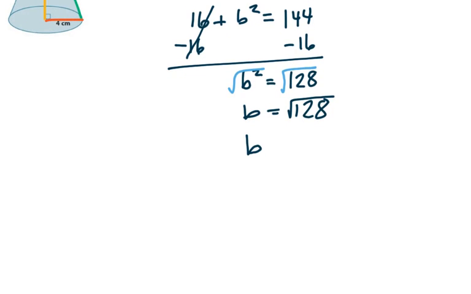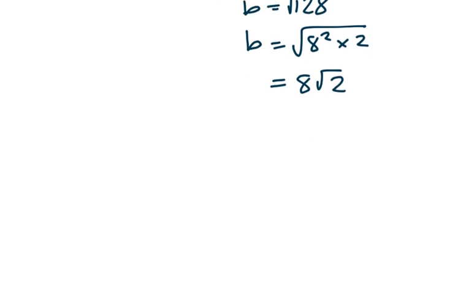If I want to clean that up a bit, I can. So this is also equal to 8 squared times 2, and so that would then be 8 square root of 2. So I can now use that to calculate the volume.